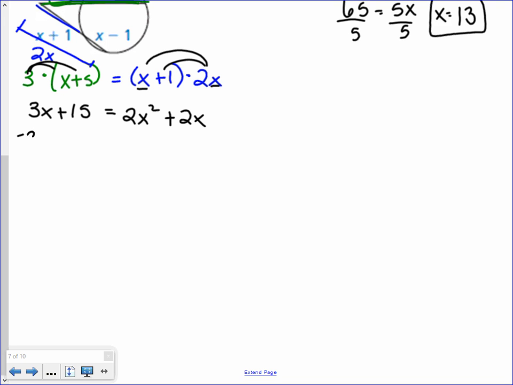So I'm going to move the 3x over. Oh, not there, though. And I'm going to move the 15 over as well. So that it's just 0 on the left, and then 2x squared minus 1x minus 15. That's what we've got now, because you can't factor until it's all on one side.